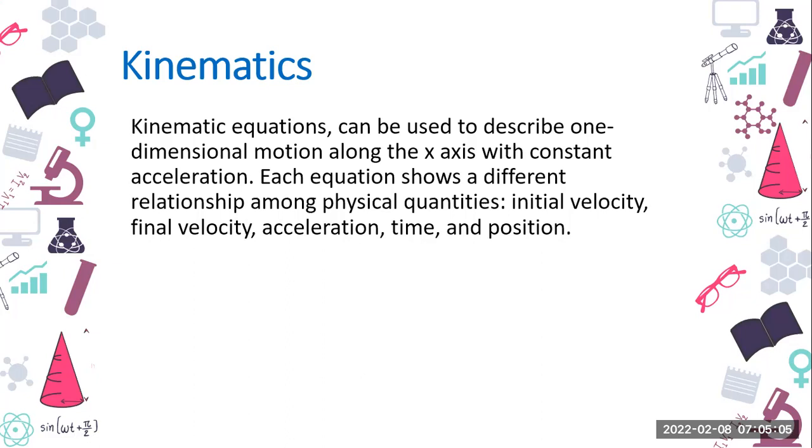So kinematic equations are used to describe one-dimensional motion along the x-axis or the y-axis with constant acceleration. Of course, it was already discussed before that motion of the object can be vertical and that falls under free fall. Each equation shows a different relationship among physical quantities like initial velocity, final velocity, acceleration, time, and position. So these quantities are found on the different equations that may be applied in one situation or one problem. And these are those equations.